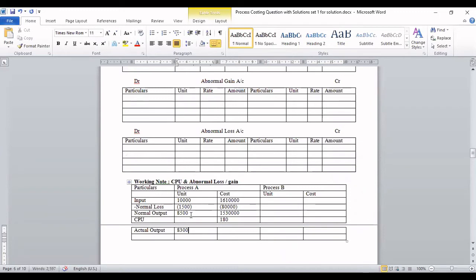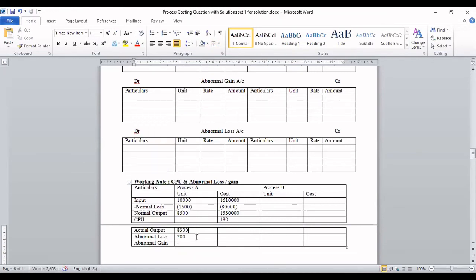Your expected output was 8,500, so the difference is 200, which is abnormal loss, correct? So we'll write abnormal loss is 200 units. And there is the possibility of only two things, abnormal loss or abnormal gain. So if you are getting abnormal loss in process A, then there will be no chance of getting abnormal gain. Is this clear, everyone?